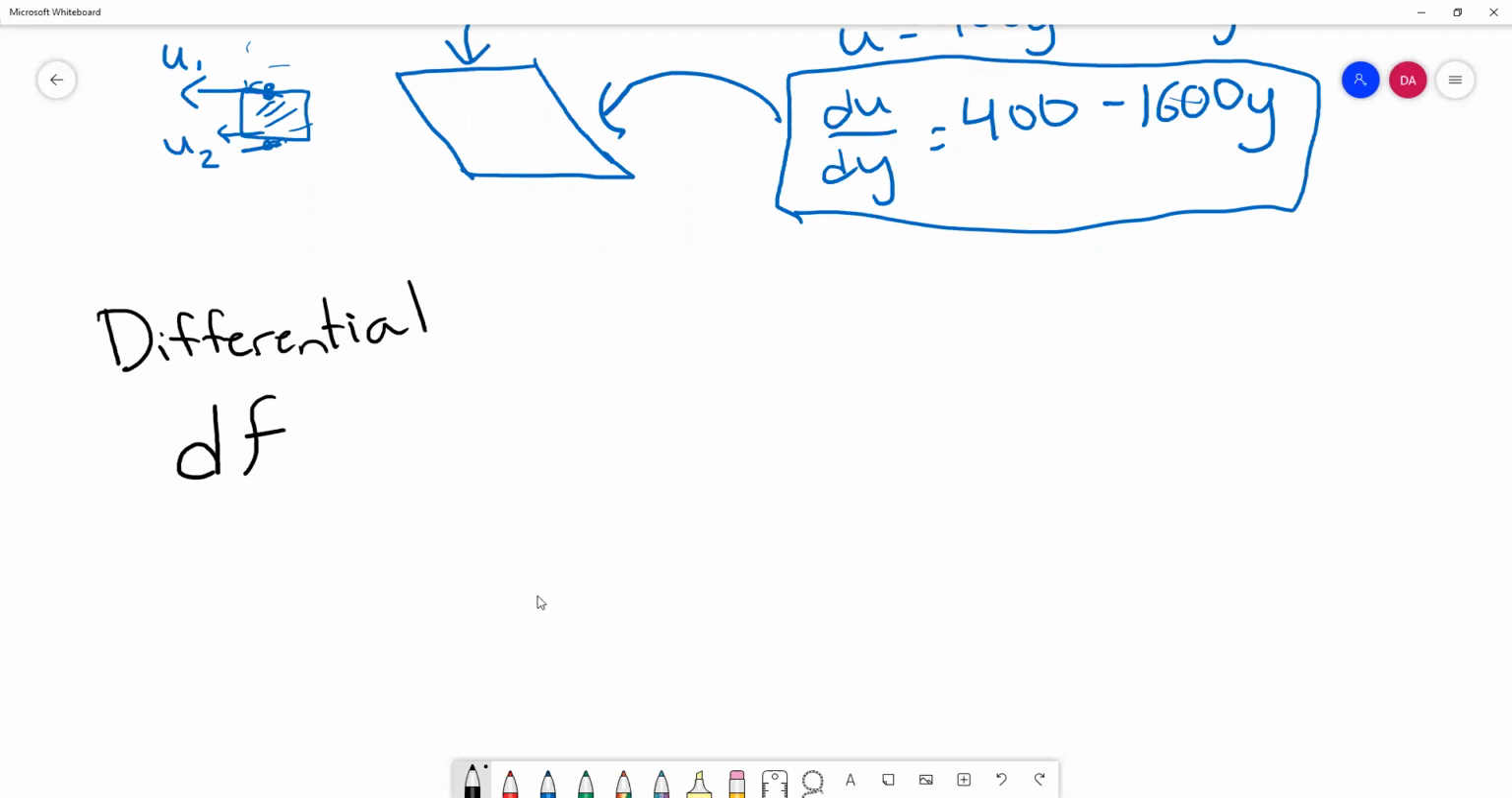A differential is really an infinitesimally small quantity. So this lowercase d here is simply an operator that I apply to some quantifiable property. Now, when I say quantifiable, what I mean is that the property can be measured numerically. So for example, a quantifiable property can be force, right? You can assign a numerical value to the force, and then you can compare that numerical value to other forces.